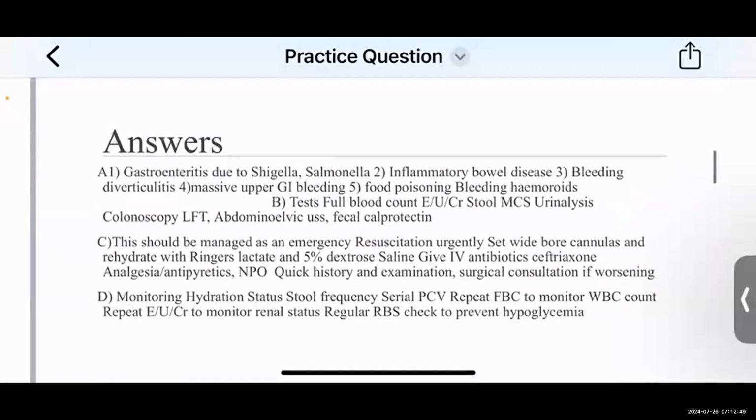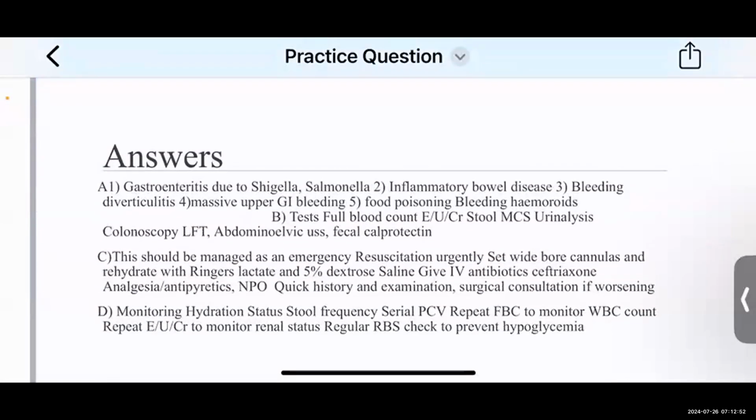So the next question is, how are you going to monitor this patient? Monitoring is very important in this patient. You want to monitor the amount of stools the patient has passed. If it's not improving, you have to closely monitor the hydration status and rehydrate. The hydration should be commensurate with the hydration status of this patient. You want to check skin turgor, check the buccal mucosa, and be sure that the patient is properly rehydrated. And then you do serial PCV, like I mentioned, to assess the need for blood transfusion in this patient. You repeat the full blood count.